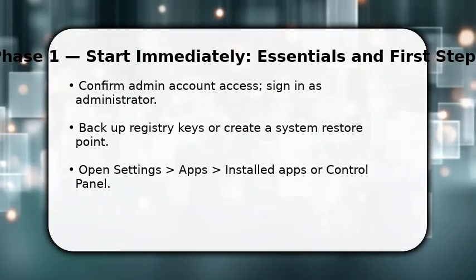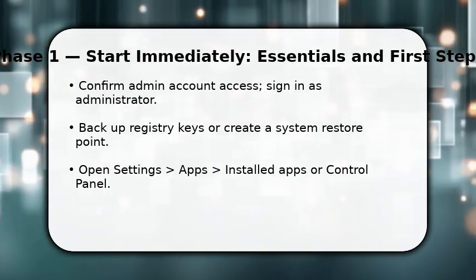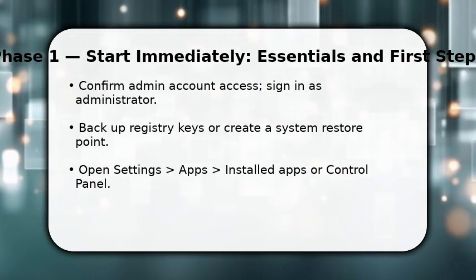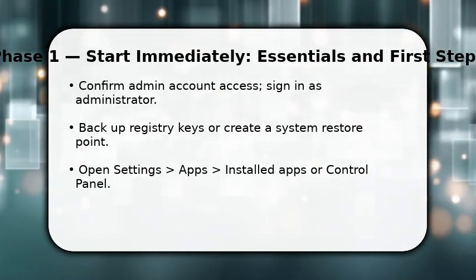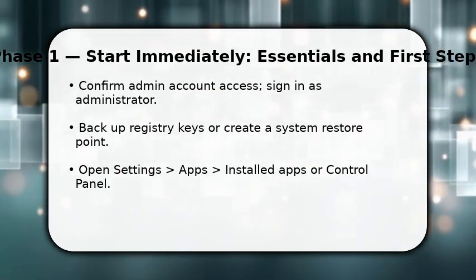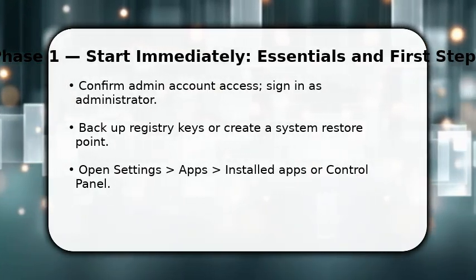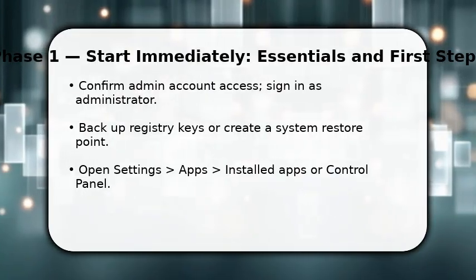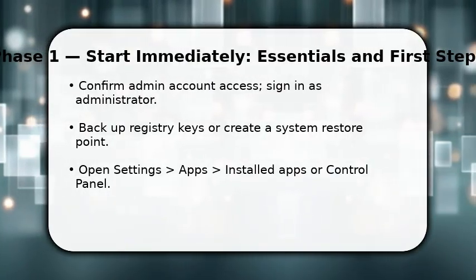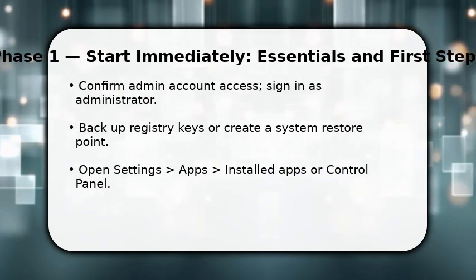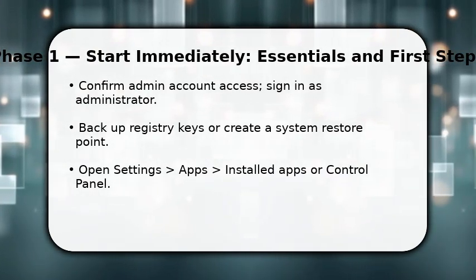Now open Settings, then Apps and choose Installed Apps, or, if you prefer, launch Control Panel programs and features. This gets you to the list where Microsoft Visual C++ redistributables appear. Make sure to note version numbers and architectures, like x86 versus x64, before you remove anything.